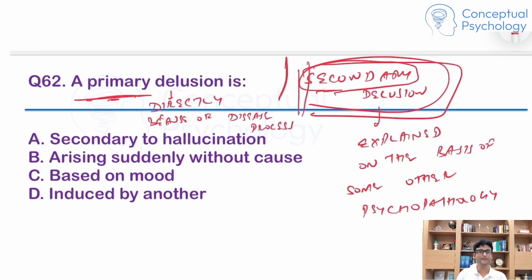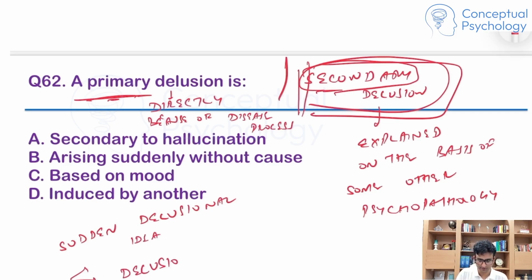Right? So we have examples of primary delusions. Certain delusional idea is a type of primary delusion. Then you can have, say, delusional perception, which is another type of primary delusion. You can have delusional memory. You can have delusional mood. All these are types of primary delusion.